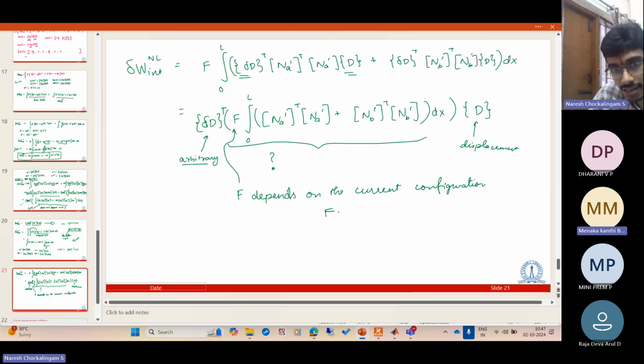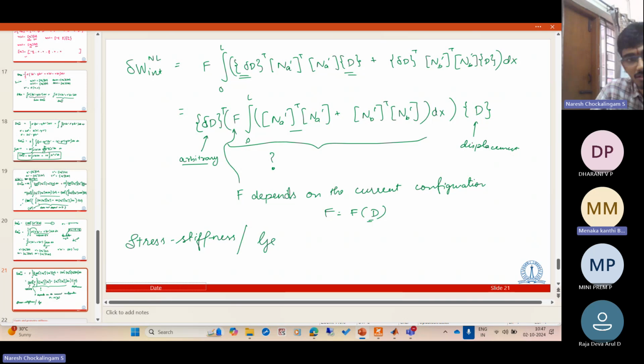So this F is actually F of D, and the D itself is also appearing here. So it's some product form of D. It's not linear in D. However, whatever is inside the integral is very simple. It's even simpler than the elastic part. Since this depends directly on the stresses or the force, this is called the stress stiffening matrix or the geometric stiffness matrix.